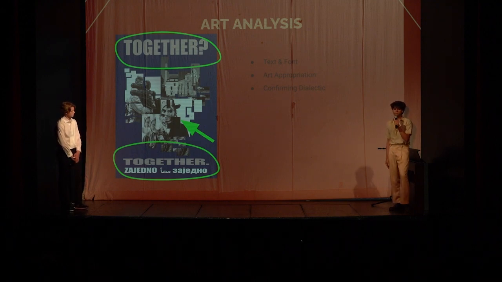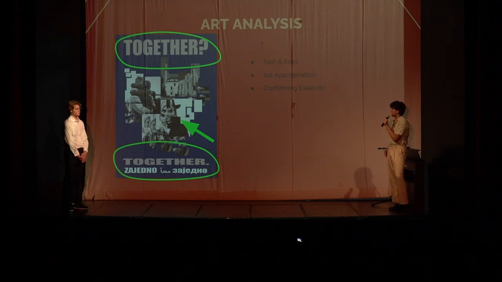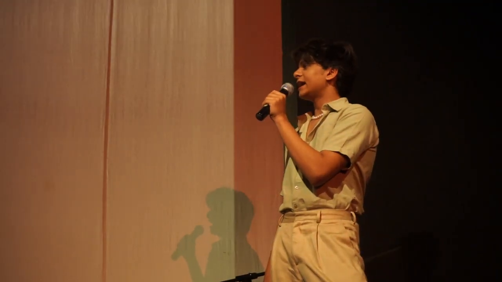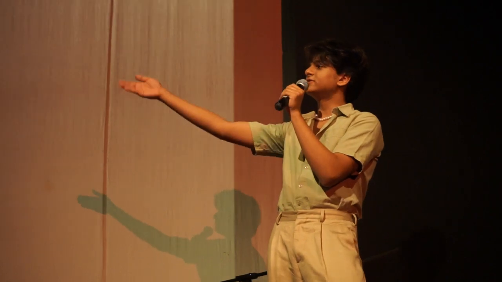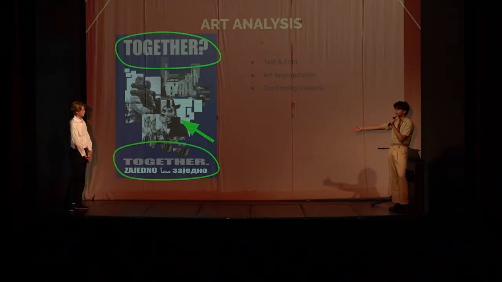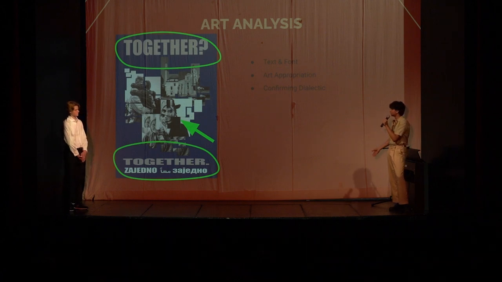You can also see art appropriation. Art appropriation was a big part of our module. We looked at different artworks which have art appropriation in them. And what I have appropriated is a piece by the Art Collation. I have used their way of text, which was confirming the dialectic, wherein there was an implied question of together, and I have confirmed the dialectic by saying together in several different languages, which represent Bosnia as a nation.